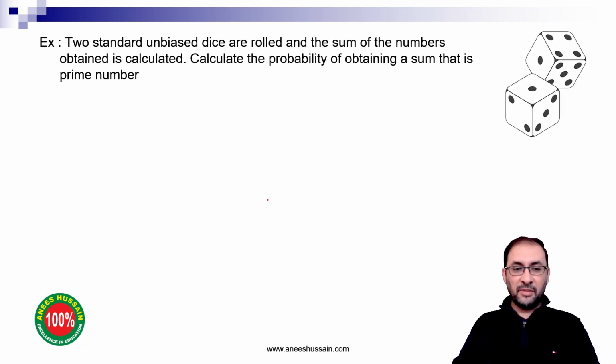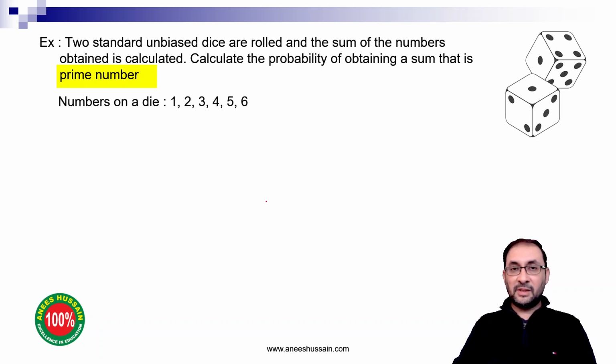Two standard unbiased dice are rolled and the sum of the numbers obtained is calculated. Calculate the probability of obtaining a sum that is a prime number. So our job is to figure out the possible sums and then see how many of those are primes so that we can figure out the probability of getting a prime number. Remember, when you roll a die, the possible outcomes are 1, 2, 3, 4, 5, and 6.